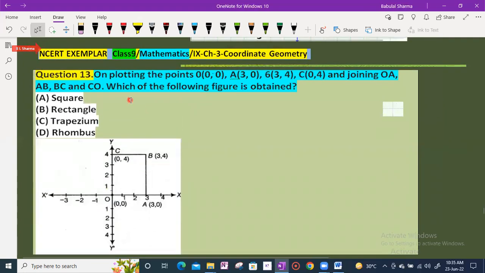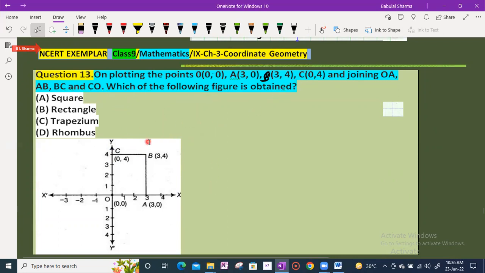Next question is on your screen. On plotting the points, the origin is 0, 0. Then point A has coordinates 3, 0. Then point C is 0, 4, which will lie on the y-axis. And point B is 3, 4. Joining OA, AB, BC, and CO, which of the following figures is obtained?